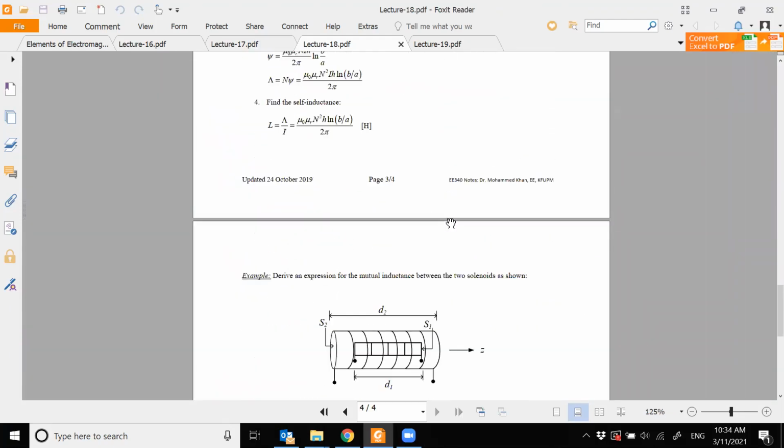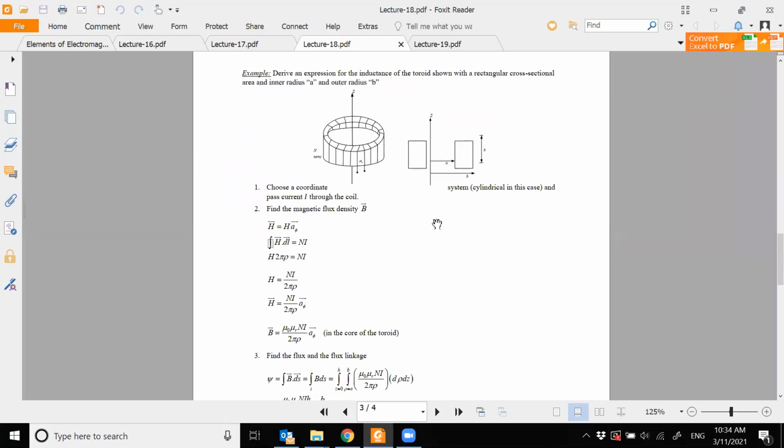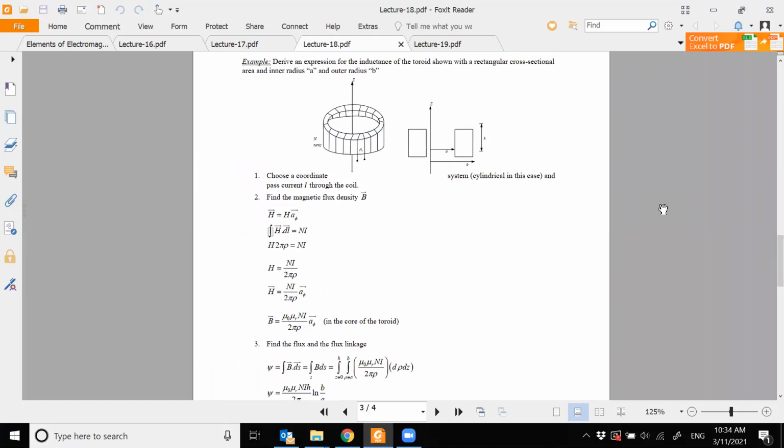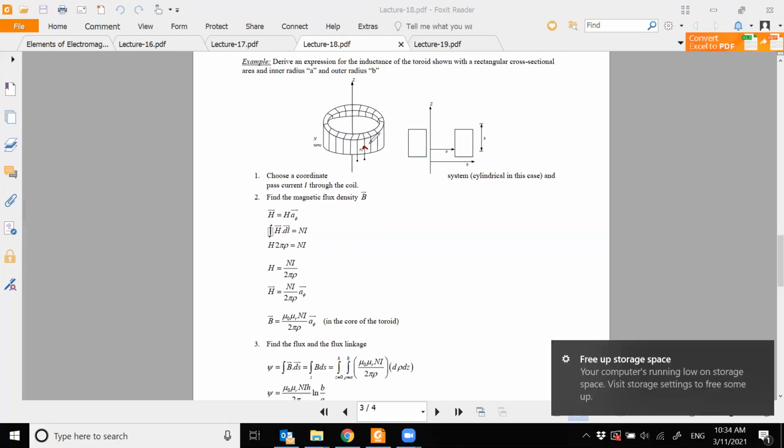So this I will do faster for the toroid because it is very similar to the solenoid. So for the toroid, and how is the toroid? This is a little bit different because here the cross section of my core is not circular, it is rectangle in shape. And this is my toroid. And this is how the current is passing. See? This is how the current is passing in the toroid.